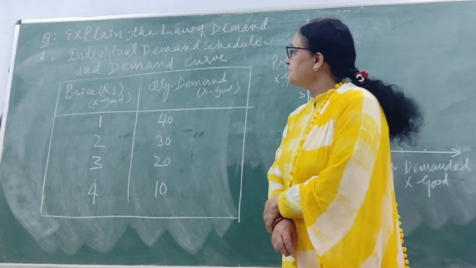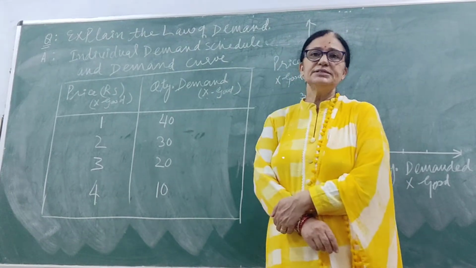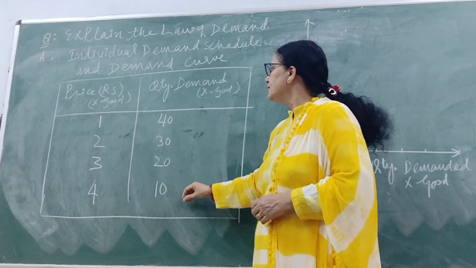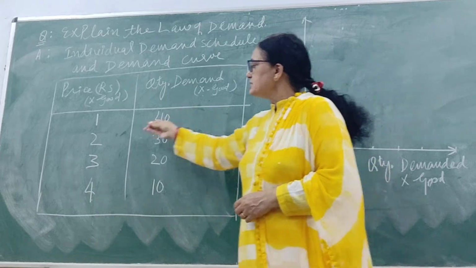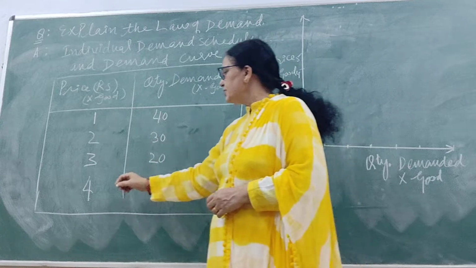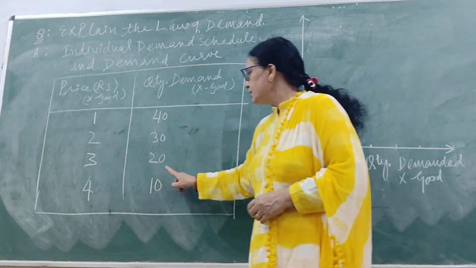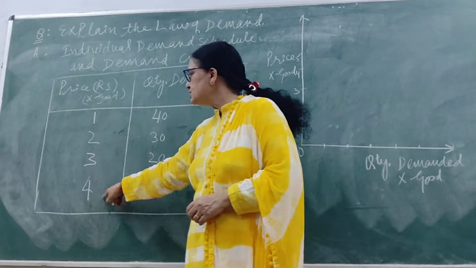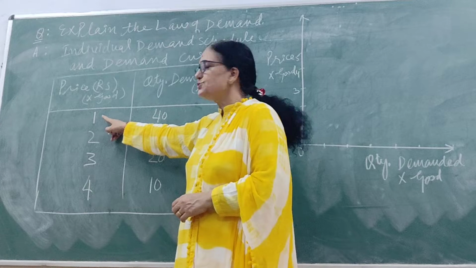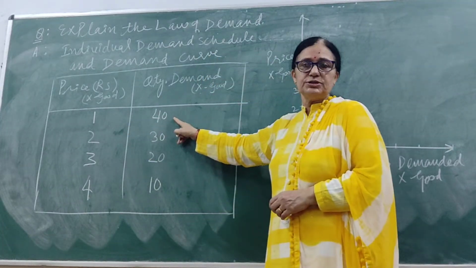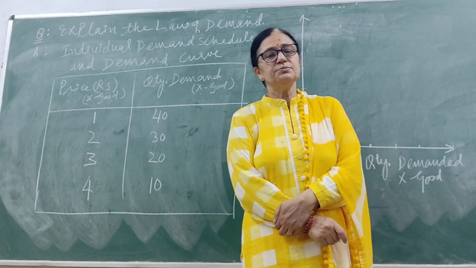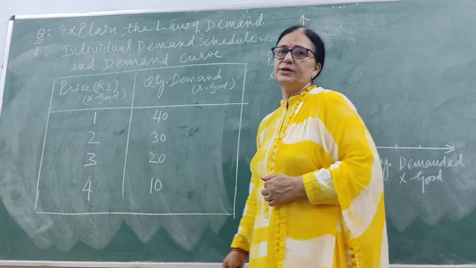ध्यान देंगे कि इस डिमांड शेड्यूल में हम देख रहे हैं that there is a negative relation between the price of the commodity X and the quantity demanded of the commodity X. जैसे जैसे प्राइस बढ़ रहा है डिमांड कम हो रही है. या अदरवाइज देखें, if initially the price is ₹4, quantity demanded is 10 units. When the price falls to 3, demand rises from 10 to 20 and onwards. When the price falls to 1, the demand rises to 40. So किसी भी ढंग से आप इसे देखेंगे, you will find that there is a negative relation between the price of the commodity and the quantity demanded.